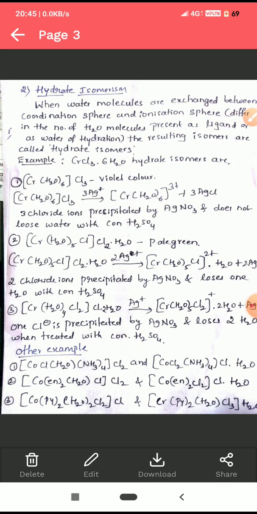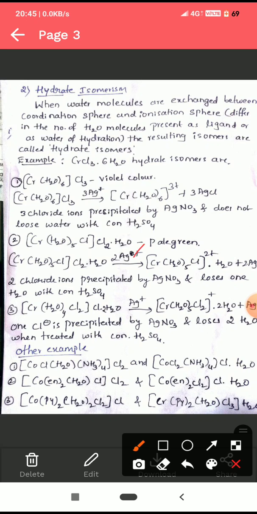Cl2.H2O. This complex is pale green in color. The molecular formula is the same, but physical and chemical properties are different, and they show different colors. When this molecule is reacted with AgNO3, we get a precipitate for 2 chloride ions, and when it reacts with concentrated H2SO4, it loses one water molecule. It indicates that one water molecule is outside the bracket, or it is present as a water of hydration.